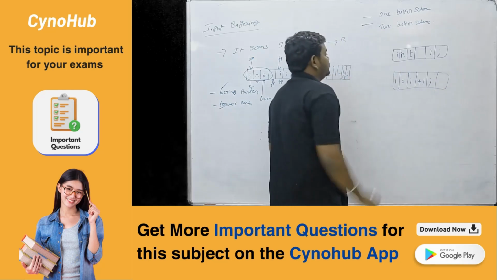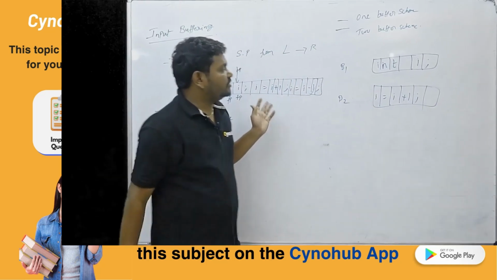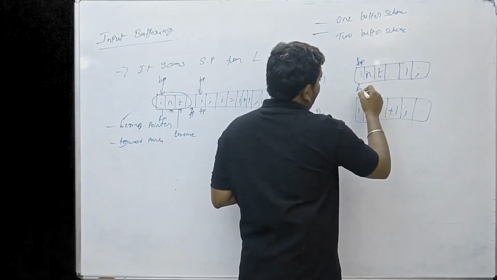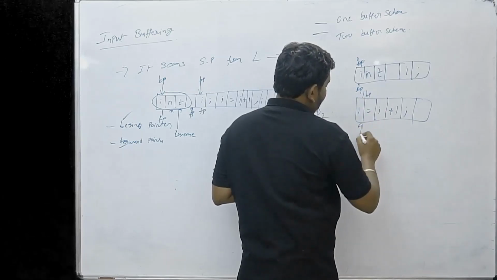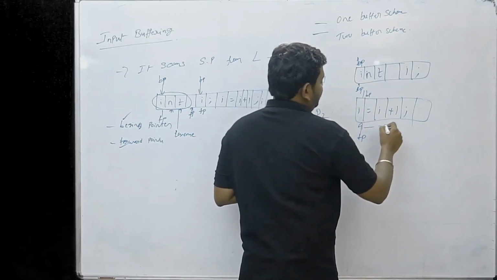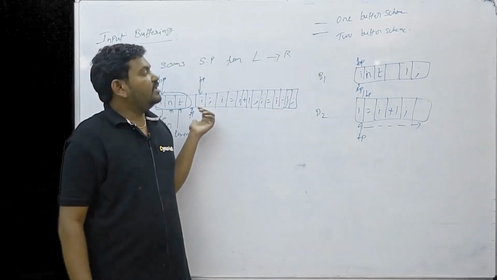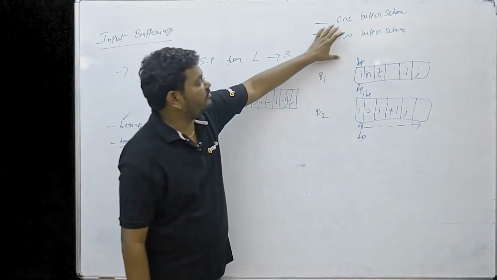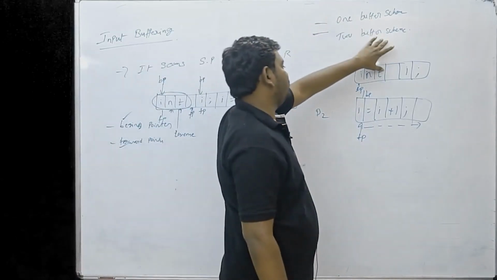This is buffer 1 and this is buffer 2. Here the same begin pointer and forward pointer will be used. The forward pointer moves on until it reaches the blank space or the end of the statement. Why are we using this? To overcome the problem of the one buffer scheme, it uses the two buffer scheme.